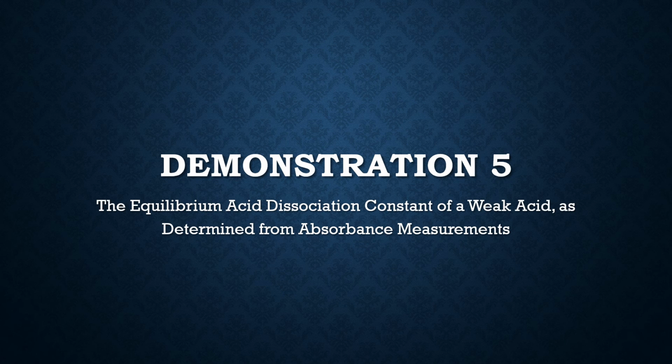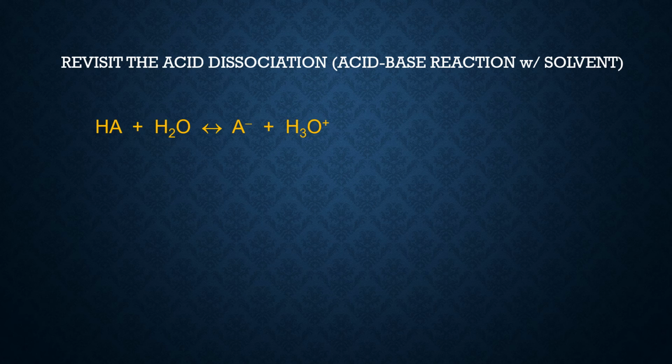This is demonstration number 5. What we're going to do is derive the parameters for an absorption measurement sequence that allows you to determine the equilibrium dissociation constant of a weak acid. So we begin with the basic acid dissociation equation or reaction.